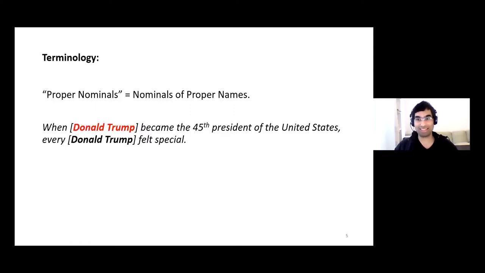So in the sentence considered earlier, the first occurrence of Donald Trump is a proper name, which has the very same expression as its proper nominal as well. However, the second occurrence of Donald Trump is not an occurrence of a proper name, but it's just a proper nominal. So proper nominal is the name of the expression which constitutes the nominal of a proper name.